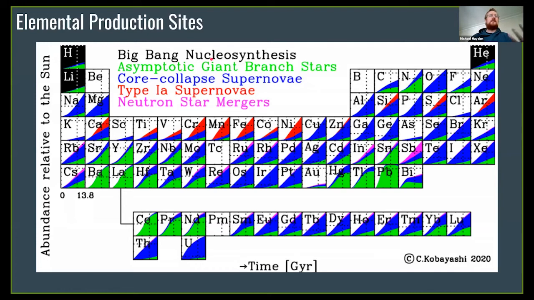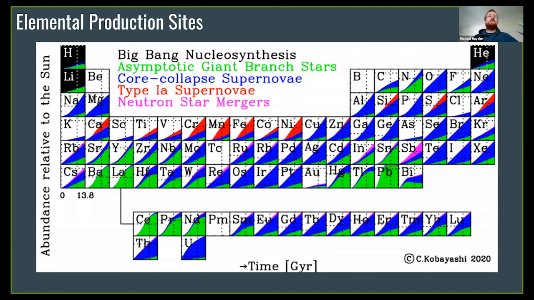And so this plot here is something that underpins all of galactic archaeology, but is really critical for the results I'm going to show today. This is our periodic table from Chiaki Kobayashi. The x-axis on all of these different elements is time, where the Big Bang is on the left-hand side and then present day is on the right-hand side. And then the y-axis is the abundance of each element relative to the sun.